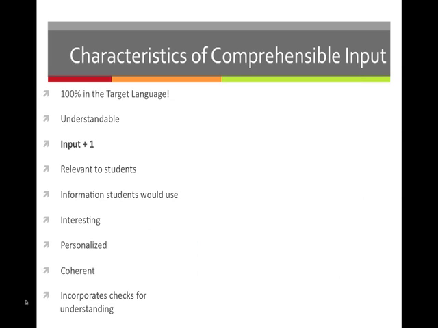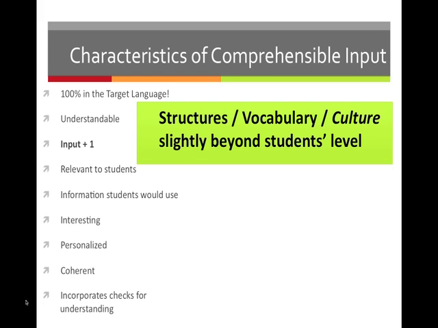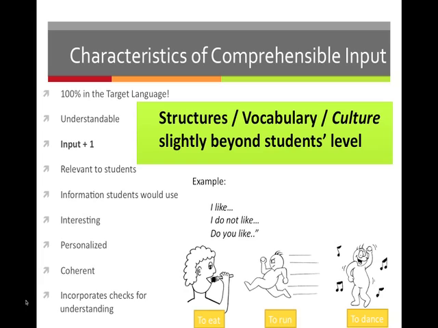The third characteristic of comprehensible input is that it needs to be input plus 1. In other words, the new concept, whether it be a new structure, a new set of vocabulary words, or a cultural element, needs to be slightly beyond the student's current level. For example, let's say in a level 1 class, remember this is stage 1 as well, students already have become familiar with the structures I like, I do not like, do you like? Now you want to input something new for them. So we're doing input plus 1, and let's say what you would like to input are these 3 words: to eat, to run, and to dance.